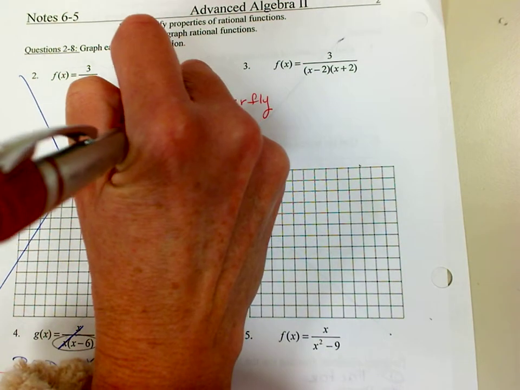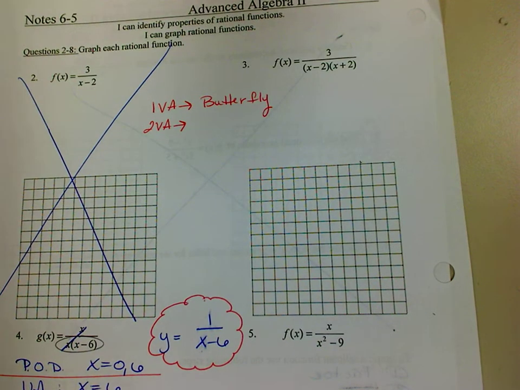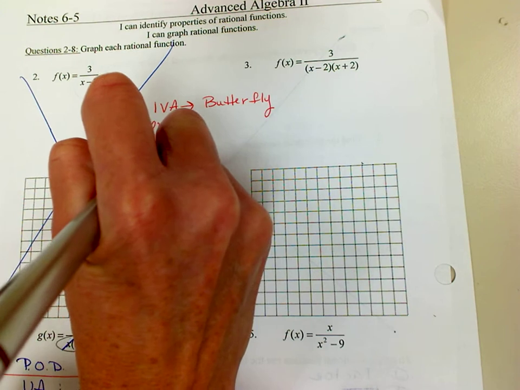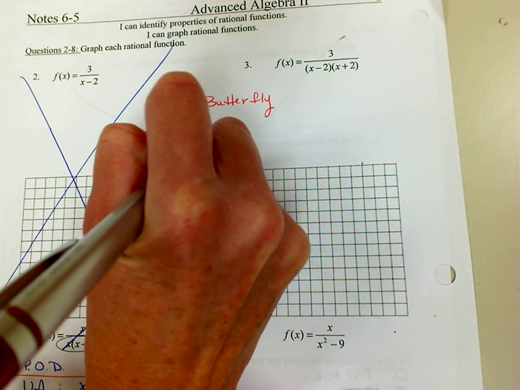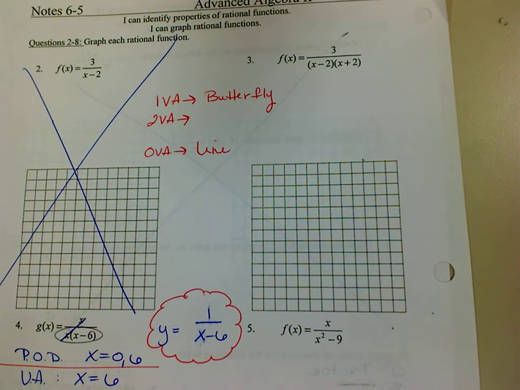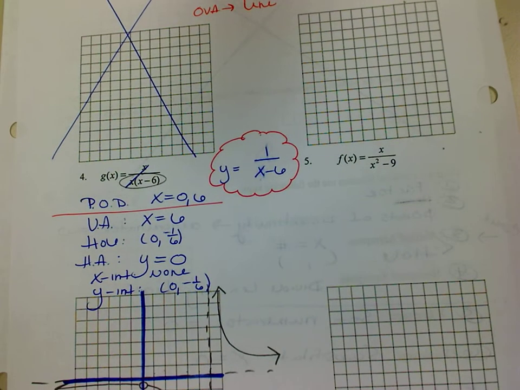If you have 2 vertical asymptotes, then you have 2 scenarios, and we'll get to that in a second. If you have 0 vertical asymptotes, then your graph is going to be a line. Okay, so we'll refer back to that as we do another one. The next one I would like to do is actually number 5.